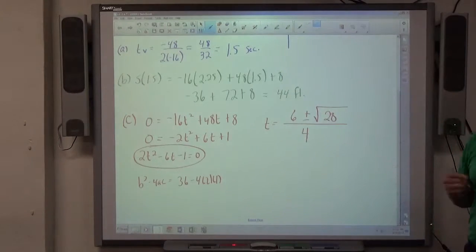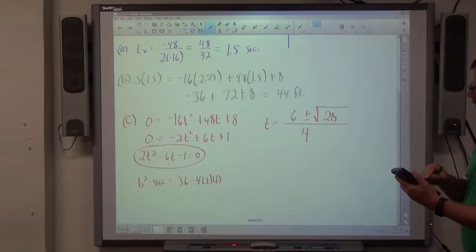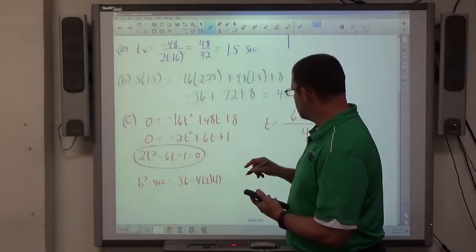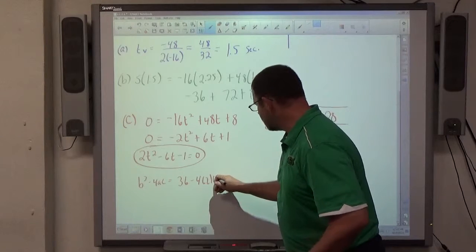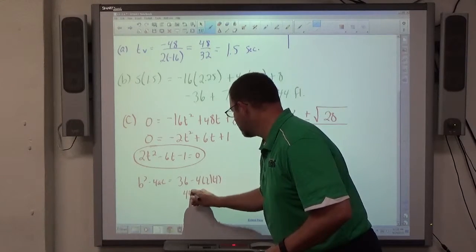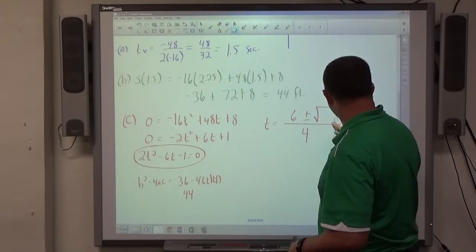Okay. I want to get decimal approximations for this, so I'm going to use my calculator. I'm going to type in my calculator first. Is it negative 1? It is negative 1. Thank you, PJ. I was going to say, because it should come out to 48 instead of 28. All right, thank you. So we should get 44 here.